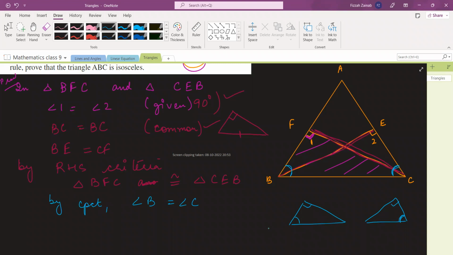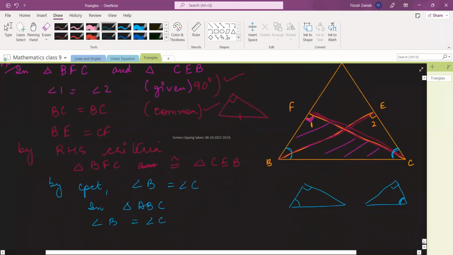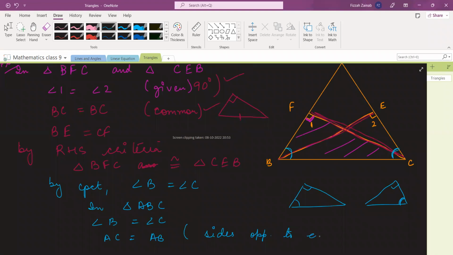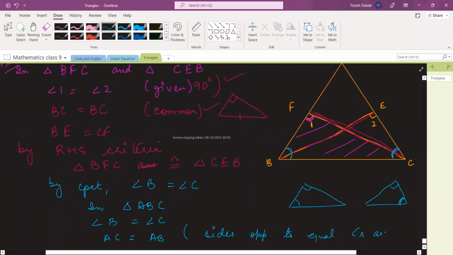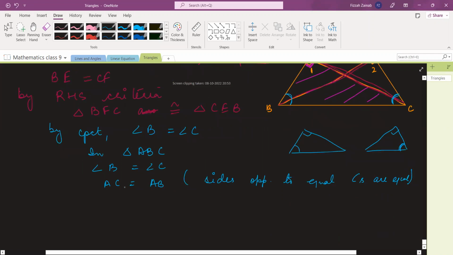Now, if you look at the complete triangle ABC, I have angle B equal to angle C. So can I say that the side AC is equal to AB? Yes. Sides opposite to equal angles are equal, right? We have already learned this theorem. And therefore, triangle ABC is isosceles. It is an isosceles triangle.